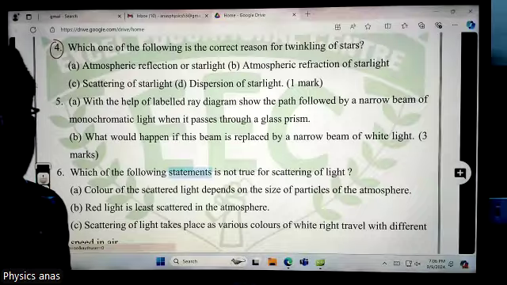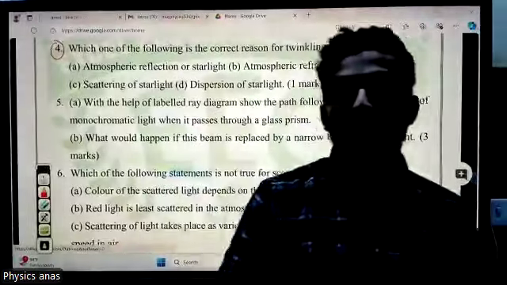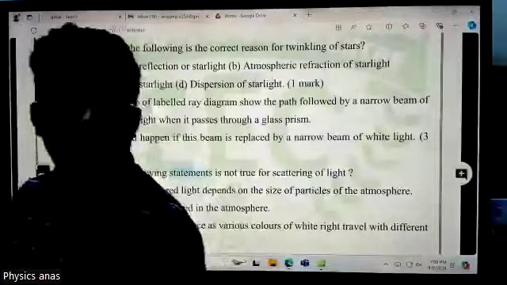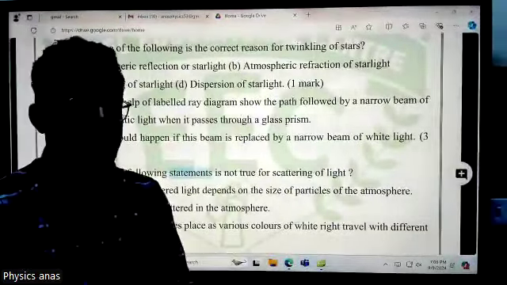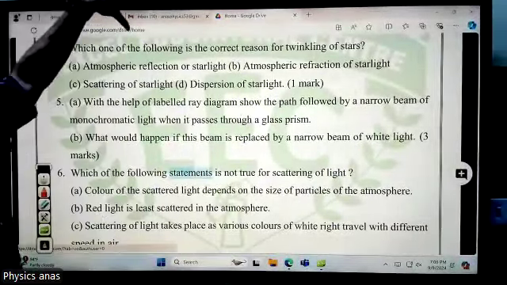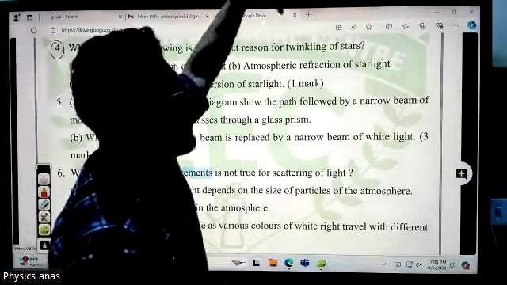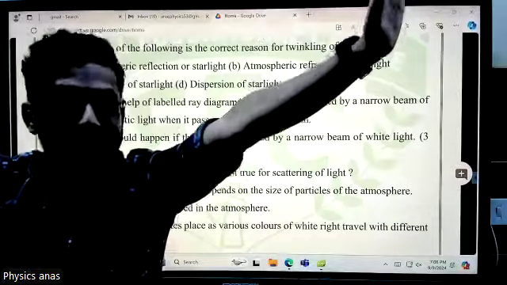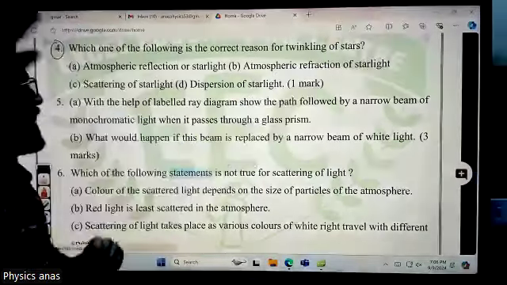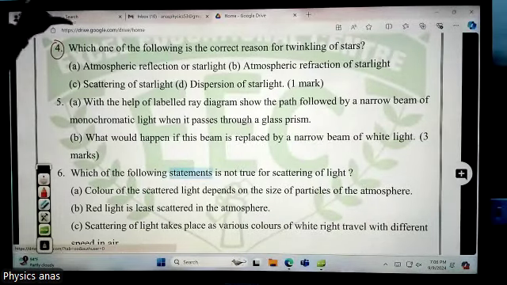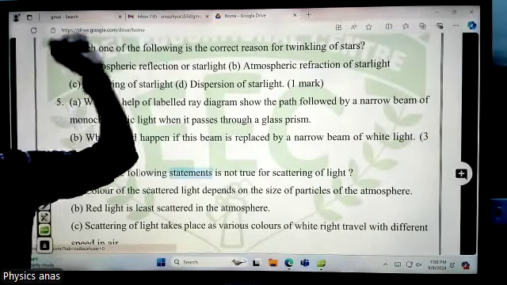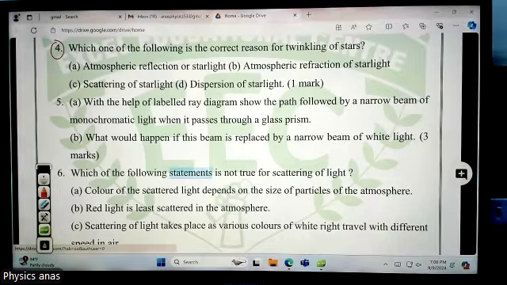Look at the fourth question, guys. Which one of the following is the correct reason for the twinkling of stars? Don't answer this yet. Ishana, can you answer this one?